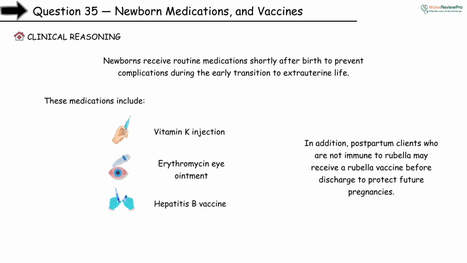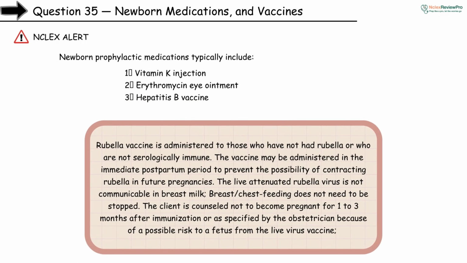Now let's connect the clinical reasoning. Newborn medications are all about prevention. Vitamin K prevents bleeding. Erythromycin prevents infection. Hepatitis B vaccine prevents viral transmission, and maternal rubella vaccination protects future pregnancies. Here's your NCLEX alert. Always remember the core newborn meds: vitamin K injection, erythromycin eye ointment, hepatitis B vaccine, and for the mother, rubella vaccine if non-immune.